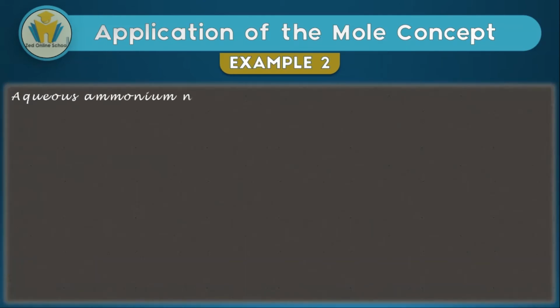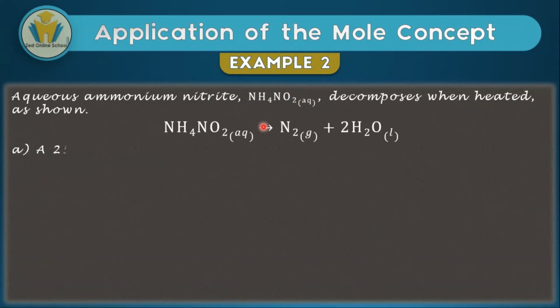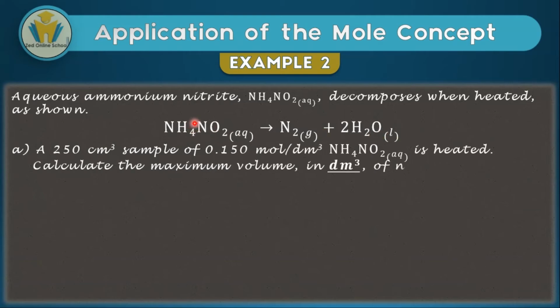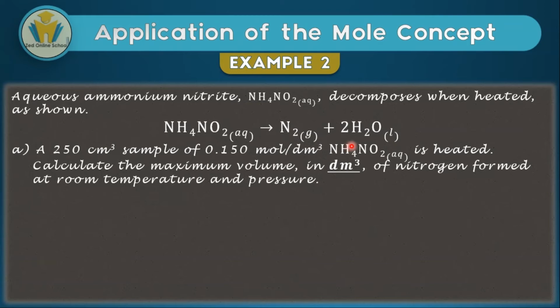Now, let's look at a second example. In this example, we have aqueous ammonium nitrate with this formula here, which decomposes when heated as shown in this chemical equation. In this question, we've been told that a 250 cubic centimeter sample of 0.150 mole per cubic decimeter of ammonium nitrate is heated. Don't get confused about this information. I'll tell you how we are going to know how to use it. Then we're asked to calculate the maximum volume in cubic decimeters of nitrogen, this here, which is formed at room temperature and pressure. They've told us quite a lot here, and if you don't take the information in bits, you might get confused.